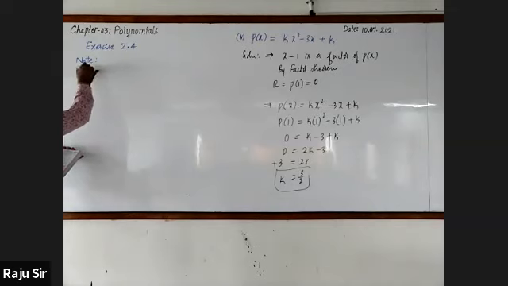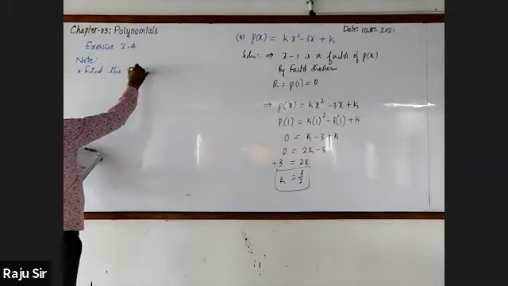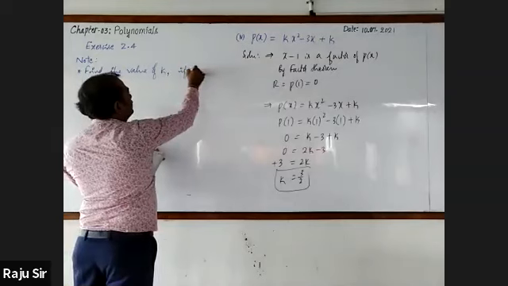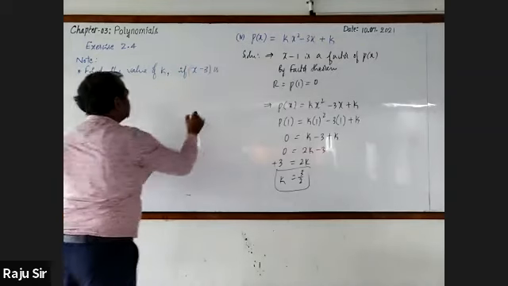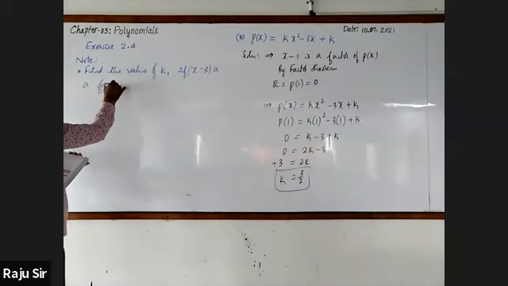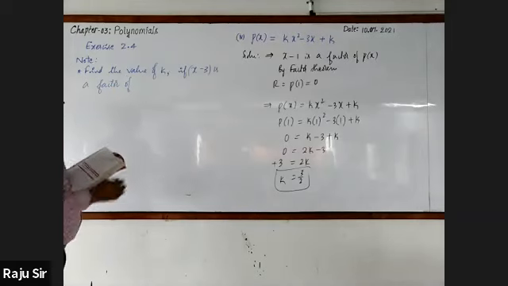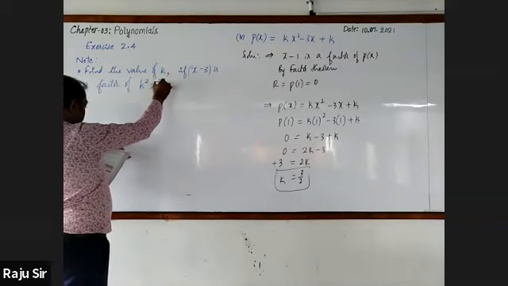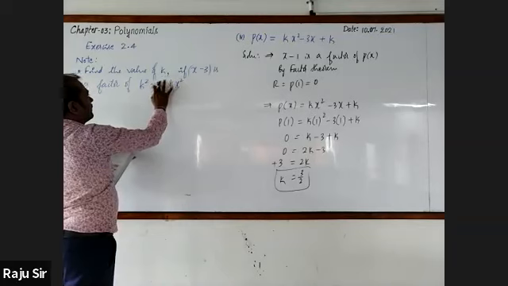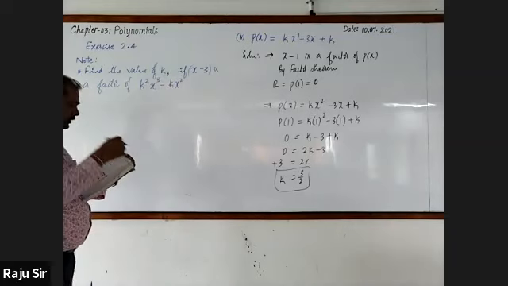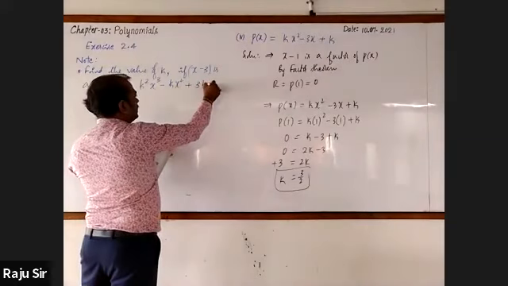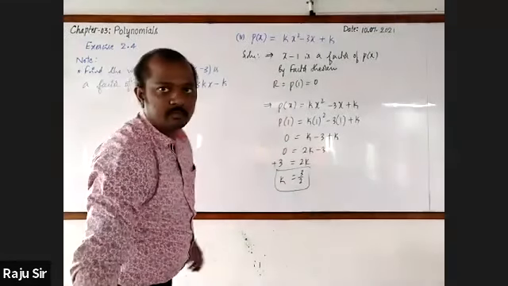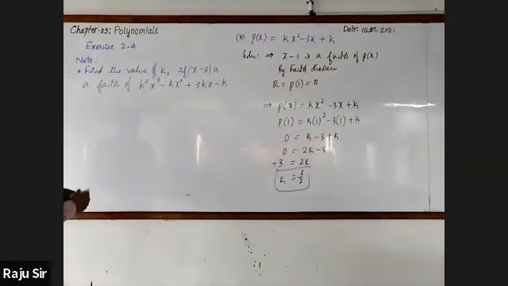Note: find the value of k if x minus 3 is a factor of k square x cube minus kx square plus 3kx minus k. Again, I'll follow the same method. Are you with me?